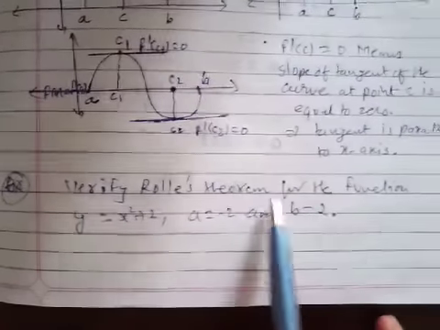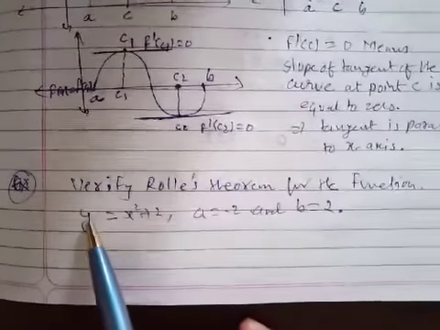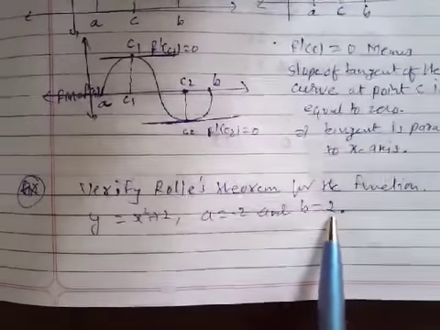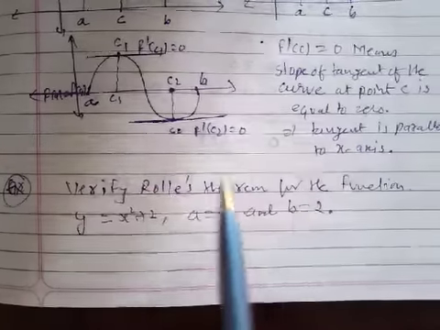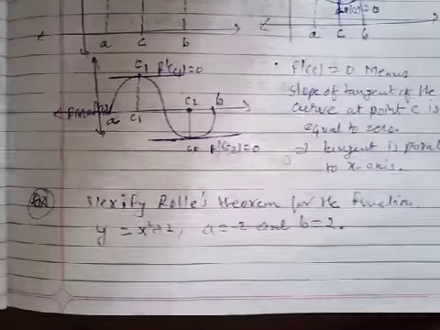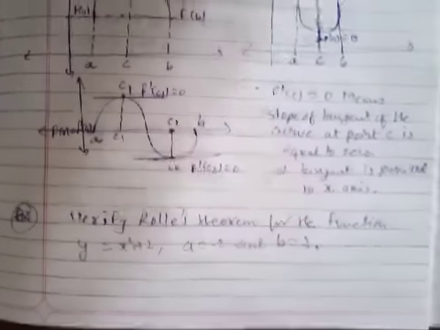Verify Rolle's theorem for the function y is equal to x squared plus 2, a is equal to minus 2, and b is equal to 2. It is defined with a equal to minus 2, b equal to 2. So you can draw the upper curve.